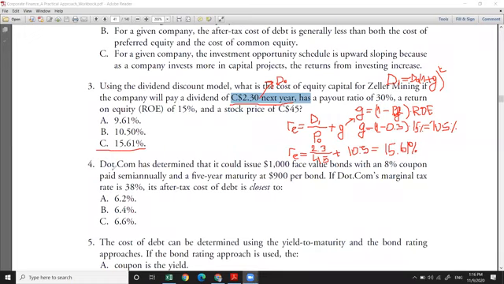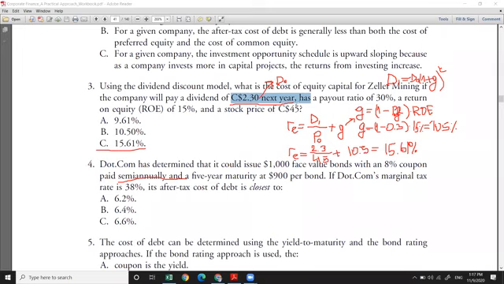Now, in question 4, .com has determined that it could issue 1,000 face value bonds with a coupon rate of 8% paid semi-annually. Be careful. And 5-year maturity, 900 per bond. And .com's marginal tax rate is 38%. Its after-tax cost of debt is closest to, so we need to find cost of debt using the YTM approach, if you remember. It was given in the slides and I tried it in Excel. What you need to do is just put everything here, compute the YTM, and convert that YTM from semi-annual into annual basis.